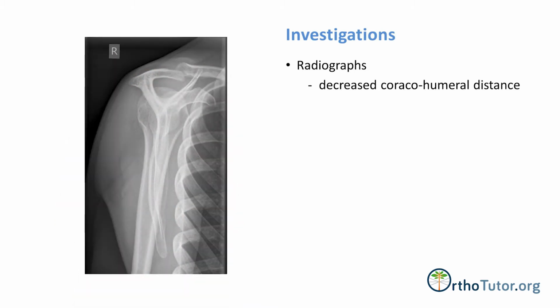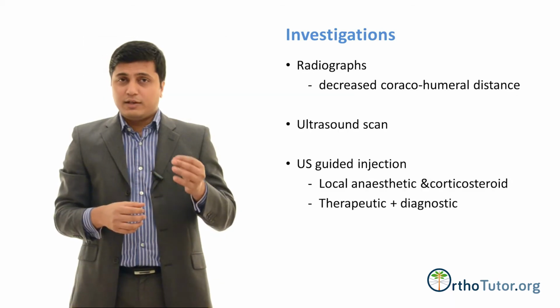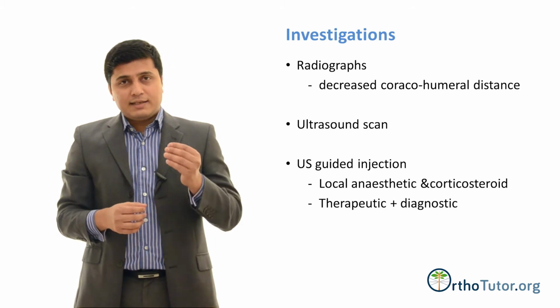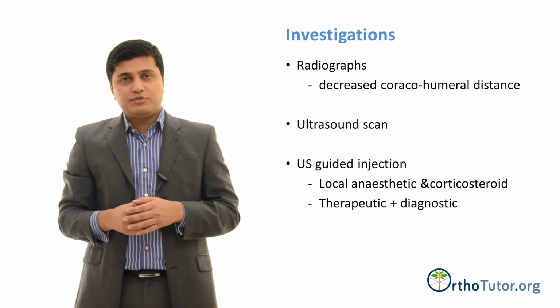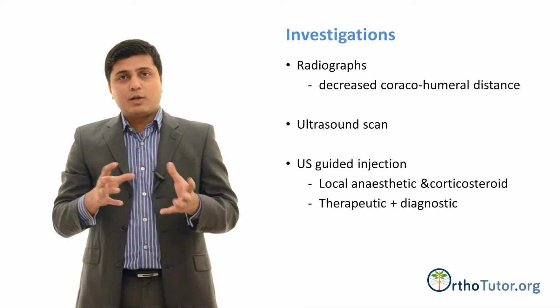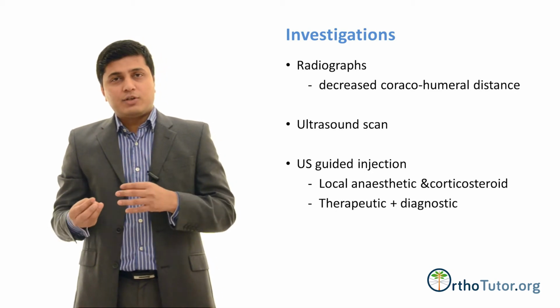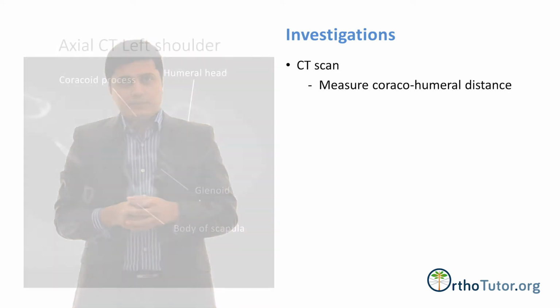You start with X-rays, you look for the coracoid profile in an outlet view, and further testing is required. Ultrasound scan is very useful. We can assess the cuff integrity, mainly the subscapularis tendon integrity, and at times it can be coupled with a therapeutic or diagnostic injection as well.